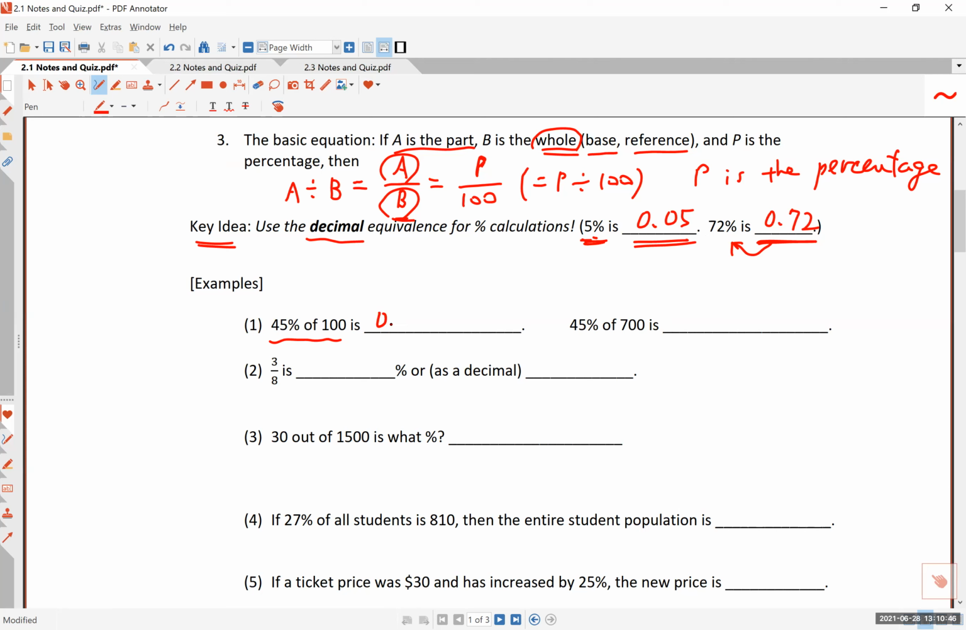Well, remember, 45% can be written as, and should be written as, 0.45. And if you're looking for the part, which is the A number here, then all you have to do is multiply the reference number by the percentage written as a decimal, 0.45 times 100, and that is 45. What about 45% of 700? Pretty much the same idea: 0.45, which is 45%, times 700, which is 315.